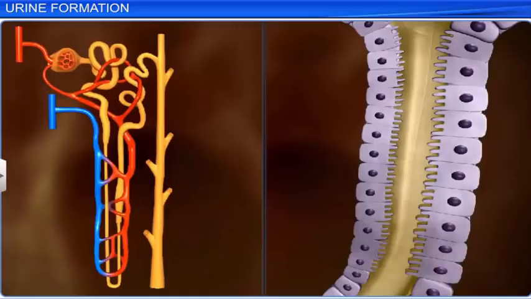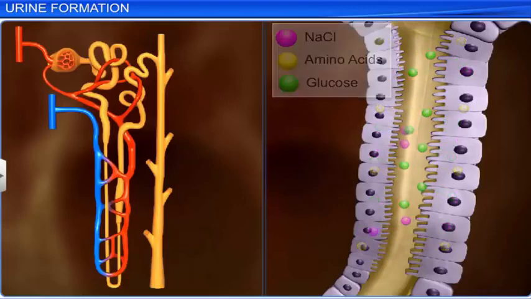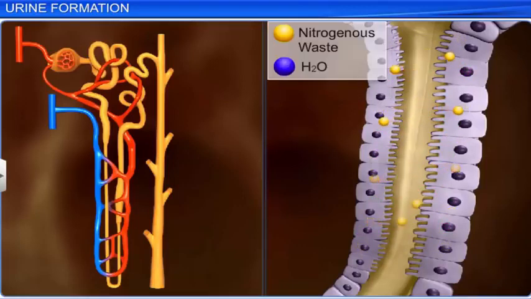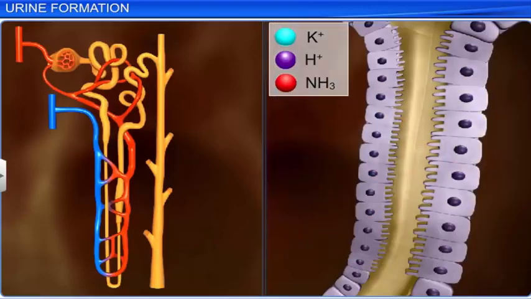While substances in the filtrate such as sodium, amino acids and glucose are absorbed by active transport, nitrogenous wastes are absorbed by passive transport. Water is also reabsorbed passively in the initial segments of the nephron. Apart from absorption, the cells in the renal tubule also selectively secrete substances such as potassium and hydrogen ions and ammonia into the filtrate to maintain the pH and ionic balance in body fluids.